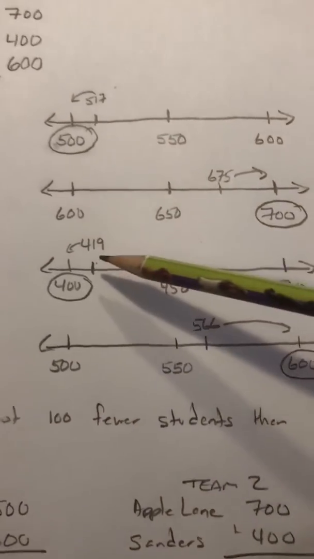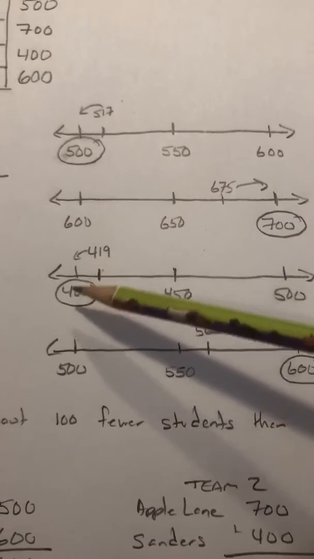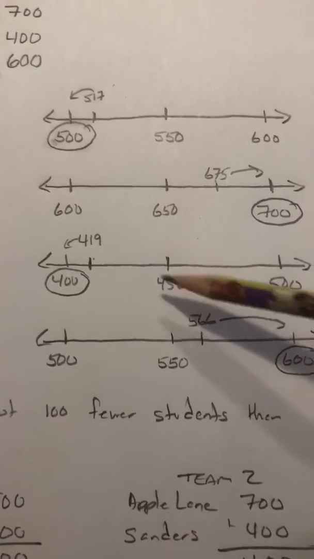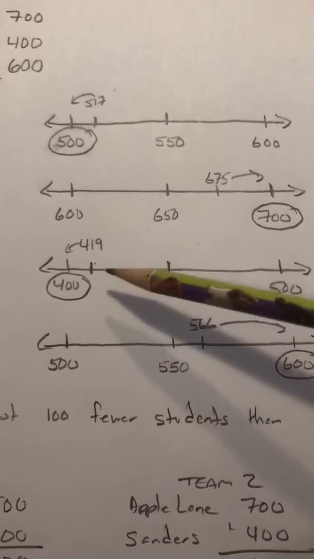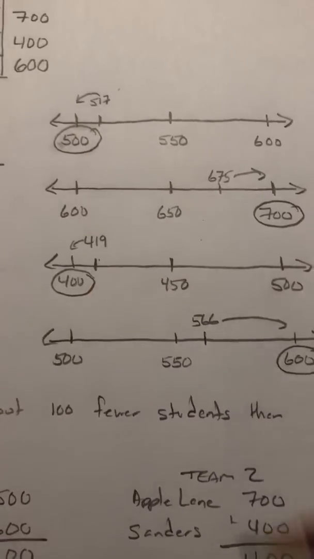Our next one, we had 419 students. Okay, so our choices are going to be 400 or 500. 450 is in the middle. Now 419 would be somewhere over here. Since it's on that side, it's going to round down to 400.